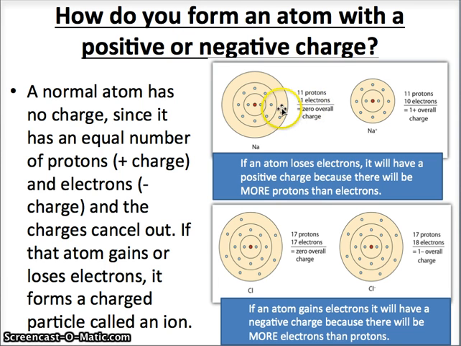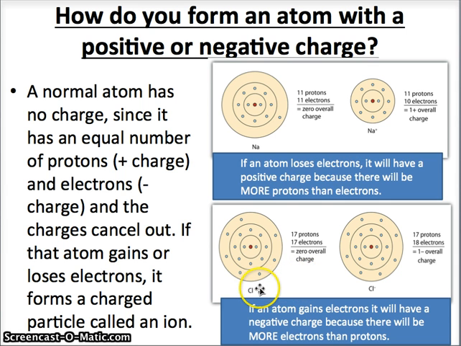However, sometimes atoms will give away their electrons. So you see here in the valence shell, the outer shell, there's one electron floating around in the Na atom, and when that Na atom donates that electron to another atom, it's going to be left with only 10 electrons and 11 protons, and that leads to an overall positive one charge because it's missing one electron. Here's another example.